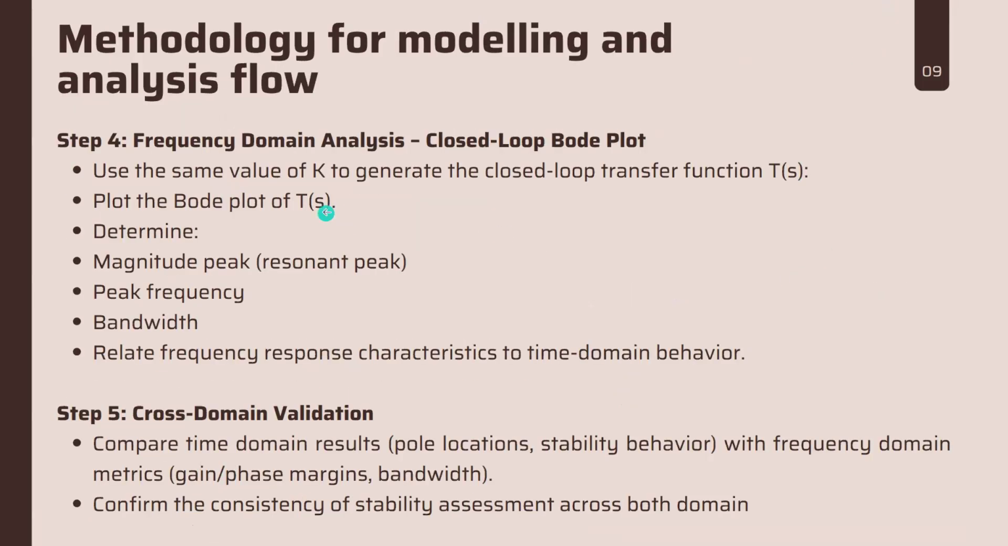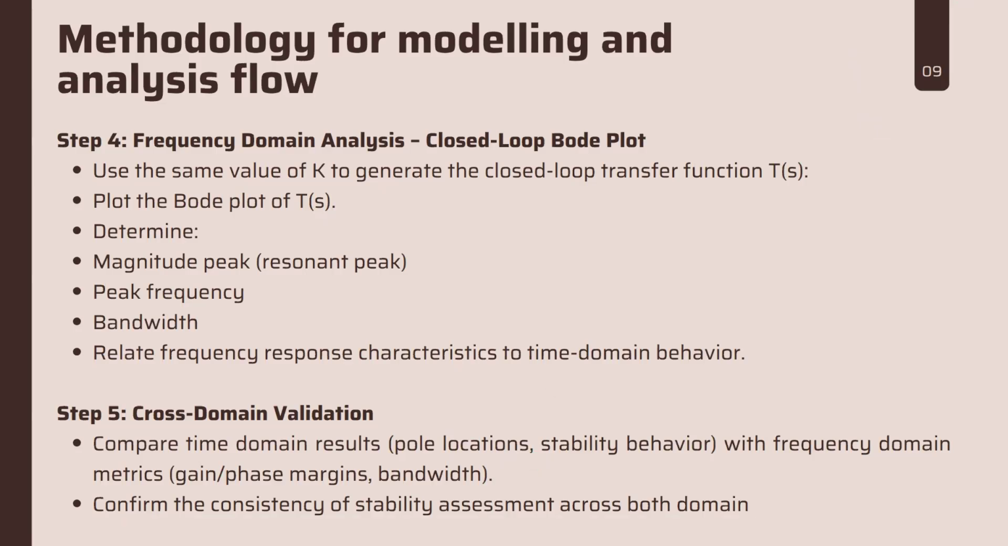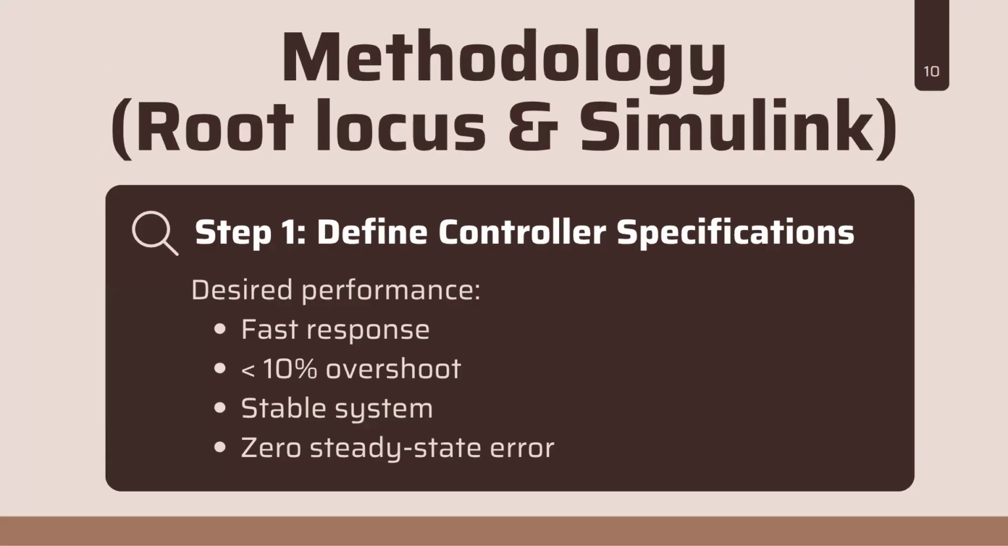Step 4 is frequency domain analysis for the closed loop Bode plot, where we use the same values of K to generate the closed loop transfer function, and then we plot the Bode plot of the transfer function and determine the magnitude peak, peak frequency, and bandwidth. After that, we relate the frequency response characteristics to time domain behavior. Step 5 is cross domain validation, where we compare time domain results with frequency domain metrics, and after that we confirm the consistency of the stability assessment across both domains. Next.